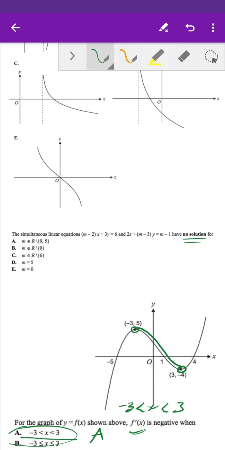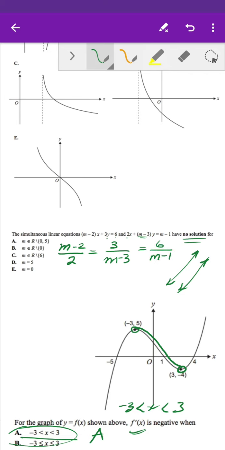Simultaneous equations, no solutions. Now the gradient of line 1 has to equal the gradient of line 2, and we have to have different constants. So therefore the ratio of the coefficient of x has to equal the ratio of the coefficient of y, m-3. Now the constants 6 and m-1, if they are equal, then we will get an infinite number of solutions, because really we have the same equation.